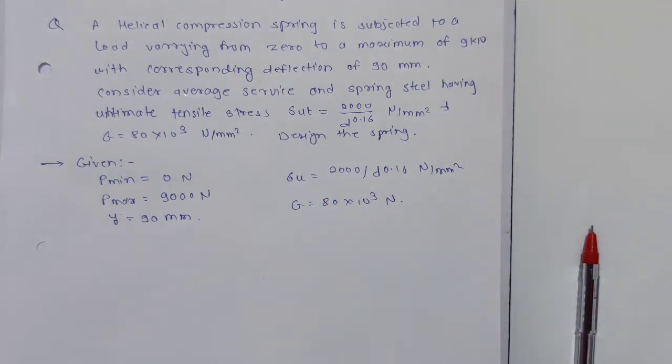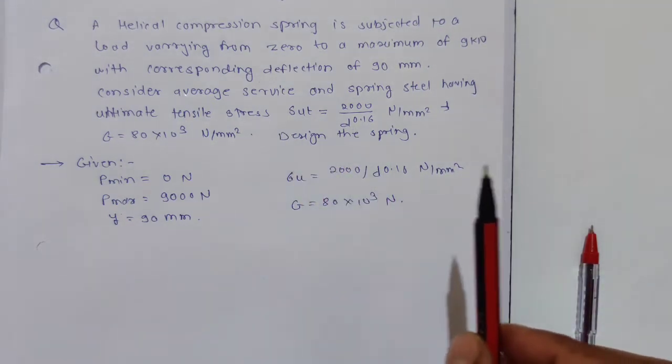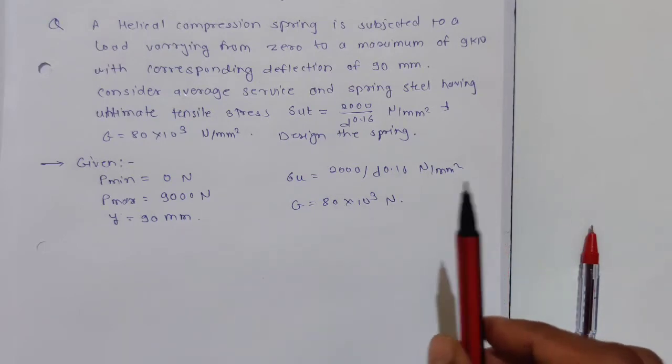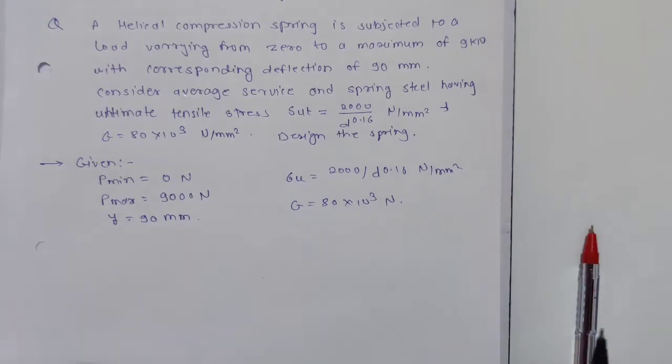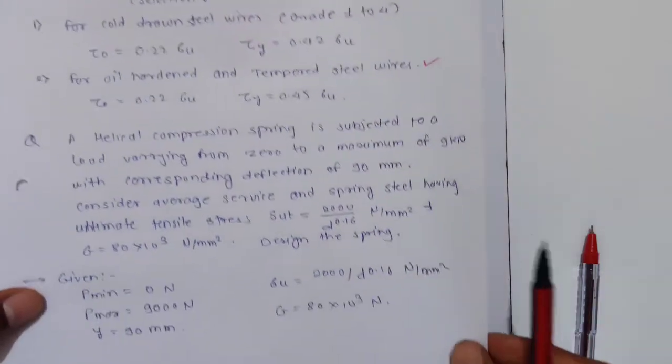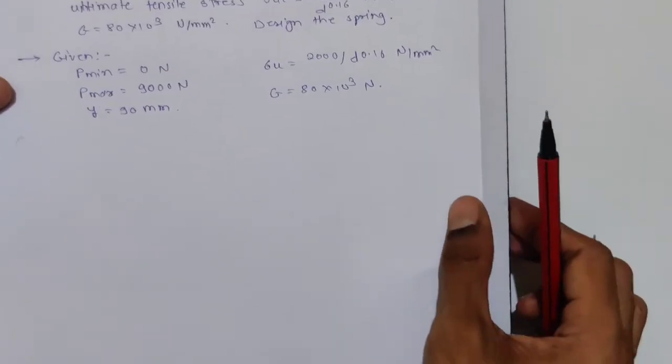Design the spring. Now in this problem we don't have the values of tau 0 and tau y. So we have to find those values using empirical relations. Alright, so now let's start with the problem.